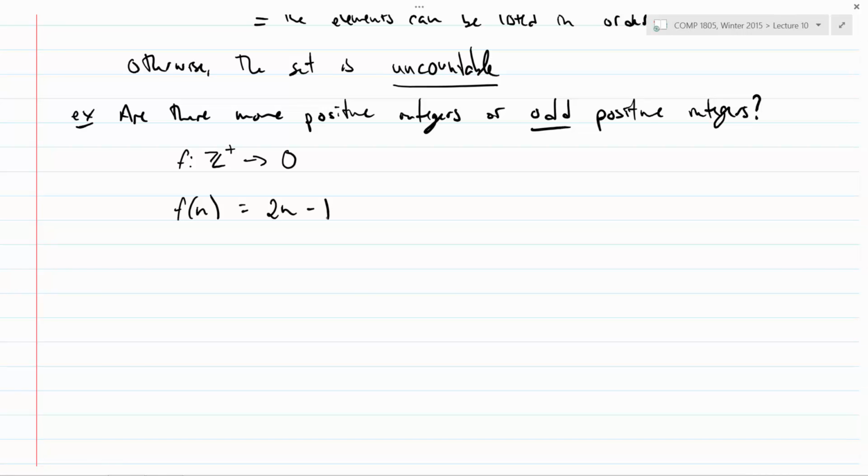So that's a perfectly good function. Notice that I can give it any integer I want, and it always gives me back an odd integer because it's 1 less than a multiple of 2. So everyone agrees that this function goes from Z plus to O?